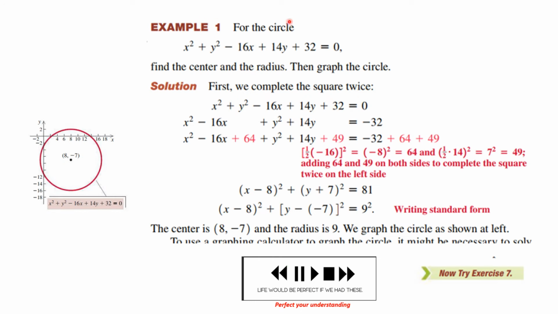So here's an example. We have a circle given. You want to find the center and radius and then graph the circle. Well, you have to complete the square twice. You complete the square on the x, and you complete the square on the y, adding the same thing to both sides. Once we've done that, we will have (x minus 8) whole squared plus (y plus 7) whole squared is equal to 81. That tells us that the radius is 9, and the center is (8, -7), and we can graph it in this way.